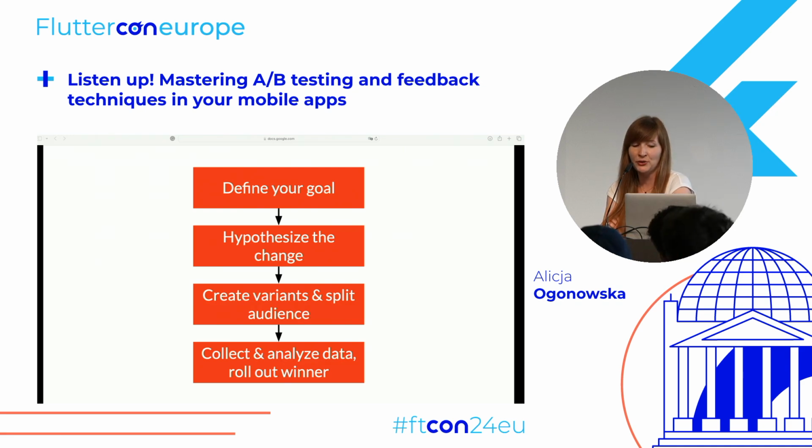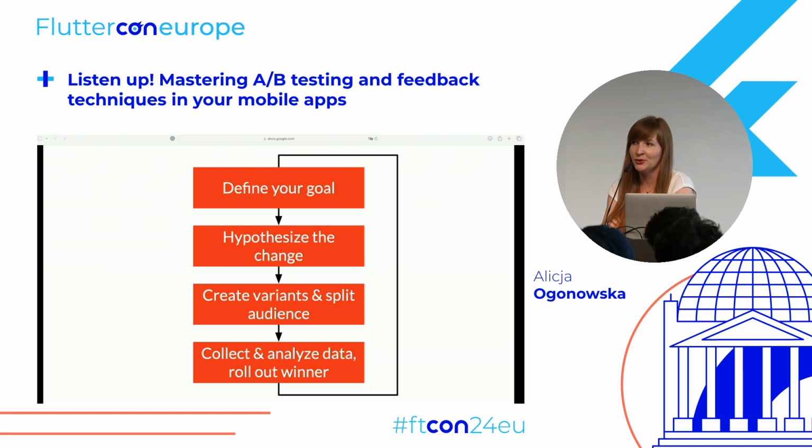And after that, you need to sit back, relax a bit, and collect and analyze data, because there is no rushing in A/B testing. You have to wait for the data to be able to use it. And after that, you can roll out the winner and continue the process, because it should be a continuous process. There is always something to improve. The results can always be better. So you can start thinking about your next experiment.